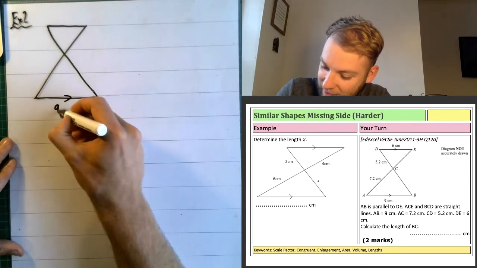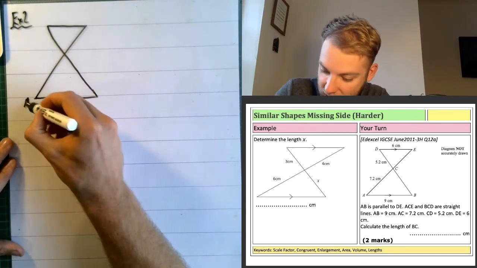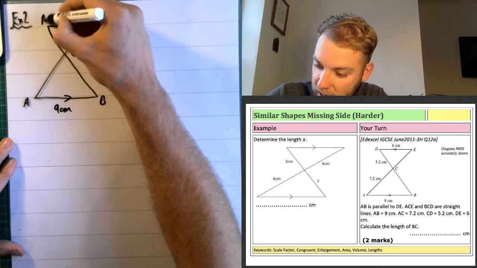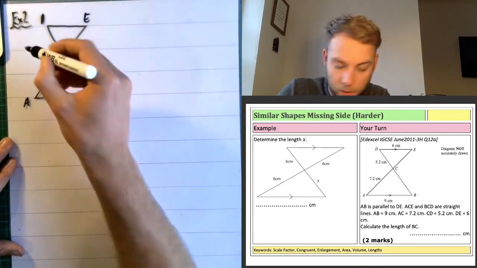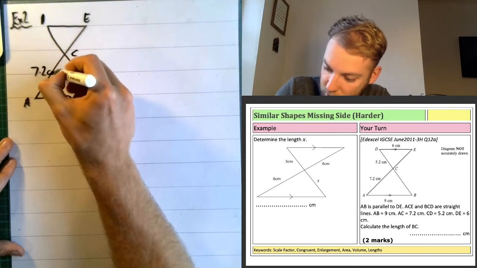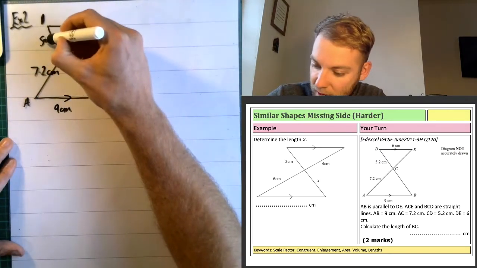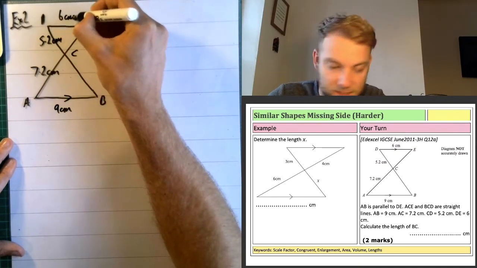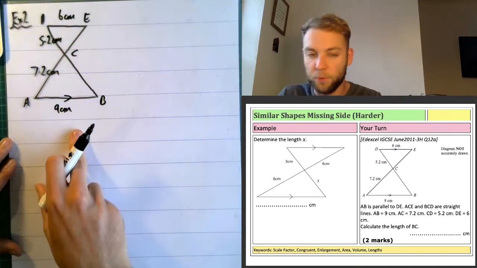We've got 9 there, 9 centimetres. It's A, B, C, D, and E. We know that this length here is 7.2 centimetres. We know this length here is 5.2 centimetres. This one here is 6. Got this one here at the bottom, which is 9.